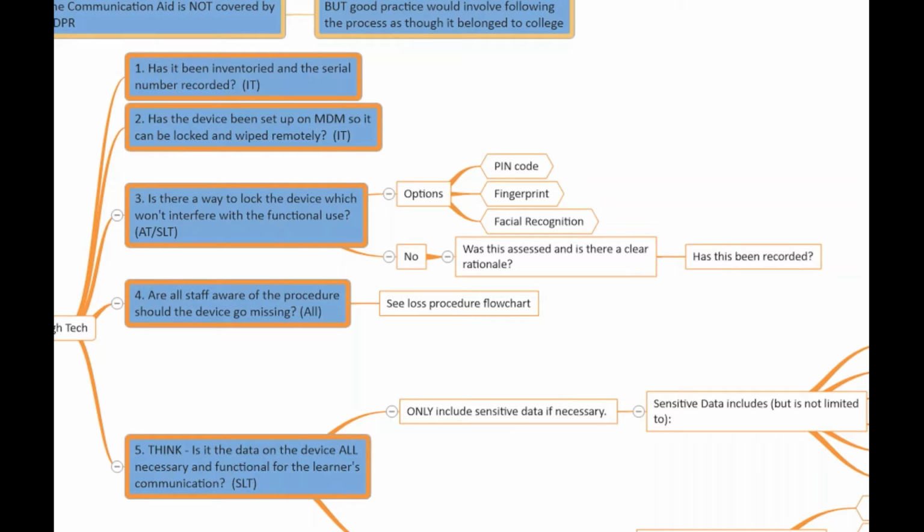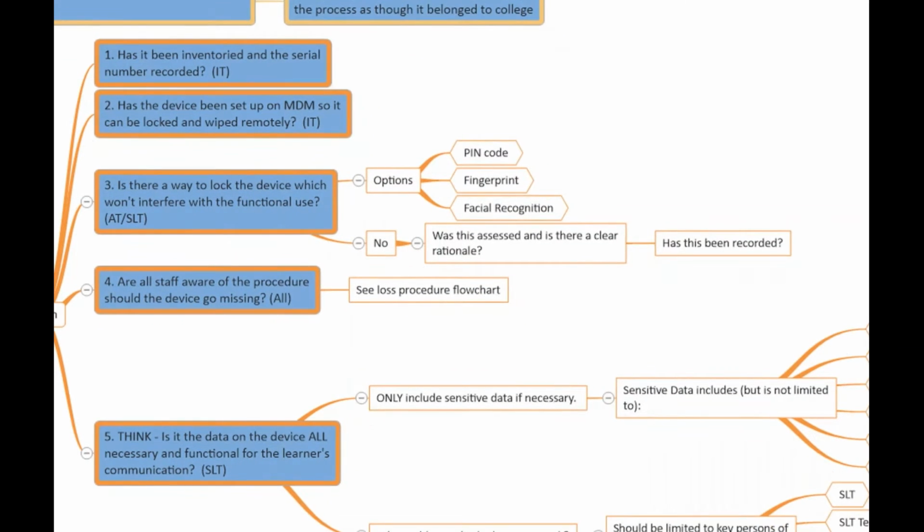Facial recognition is probably the least intrusive because just looking at it will unlock the device, but it's by no means foolproof, so it might still provide a barrier. However, if you haven't put that barrier in, if you haven't put that lock in place, you need an assessment and a clear and written rationale that gets recorded as to why you didn't do that. Because again, the ICO will ask the question of, well, why wasn't it locked?